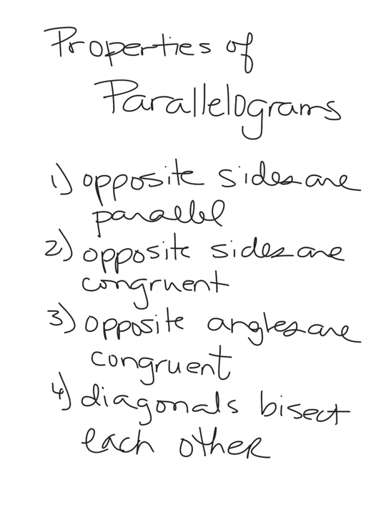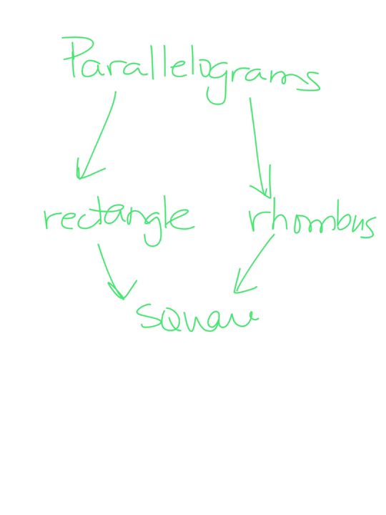The first is that opposite sides are parallel. That's by the definition of what a parallelogram is. The second one is that opposite sides are congruent. We also know that opposite angles are congruent. And the last one is that diagonals bisect each other. So as we look at these special parallelograms, all of these things are true, along with the new properties we're going to look at.